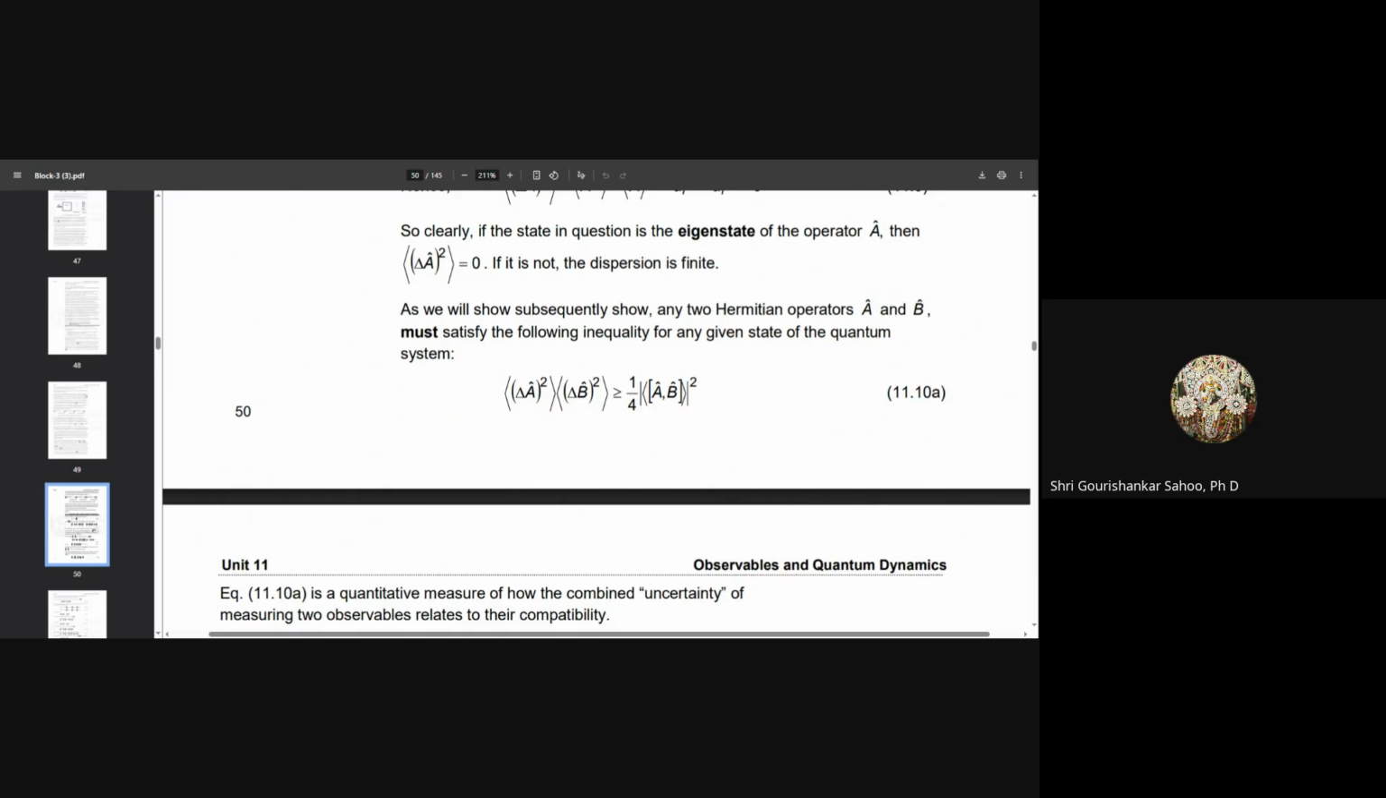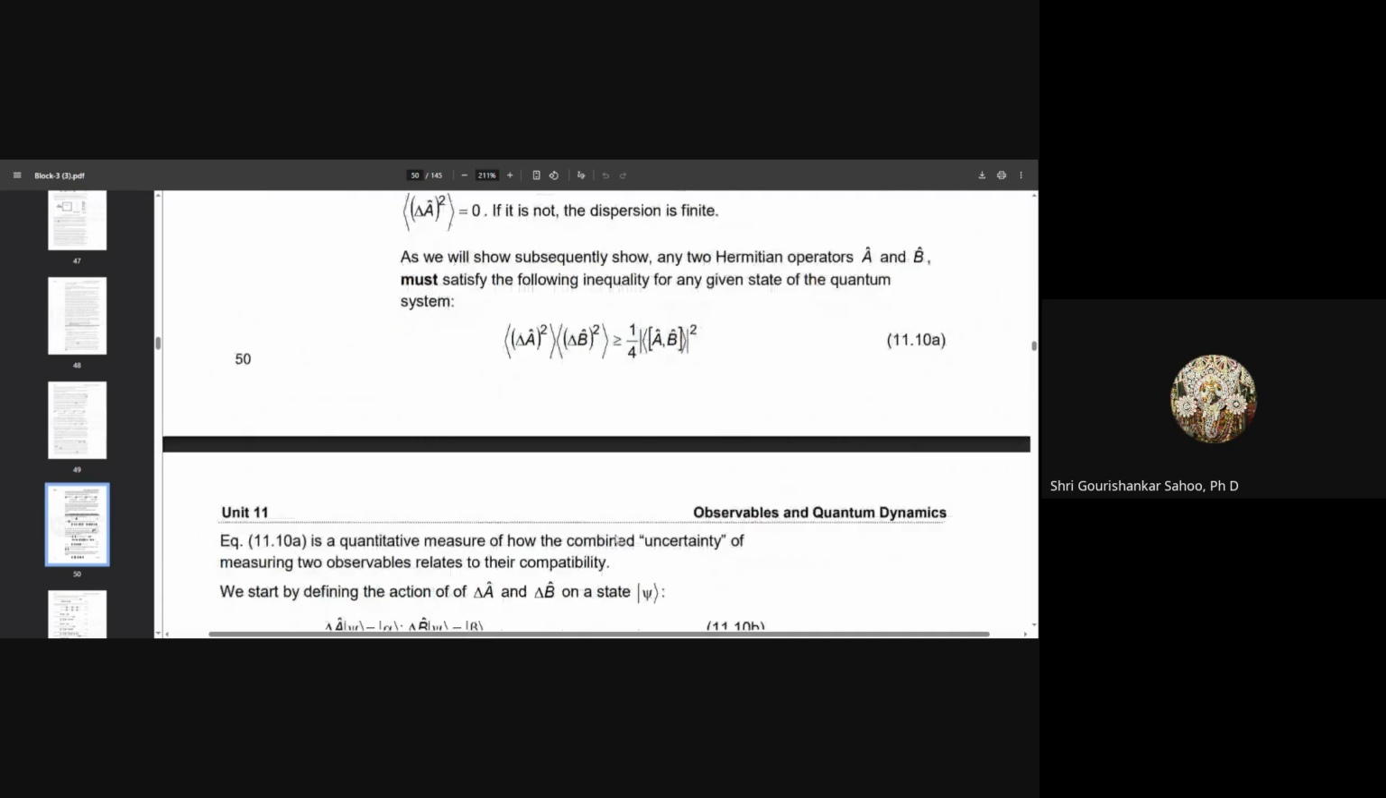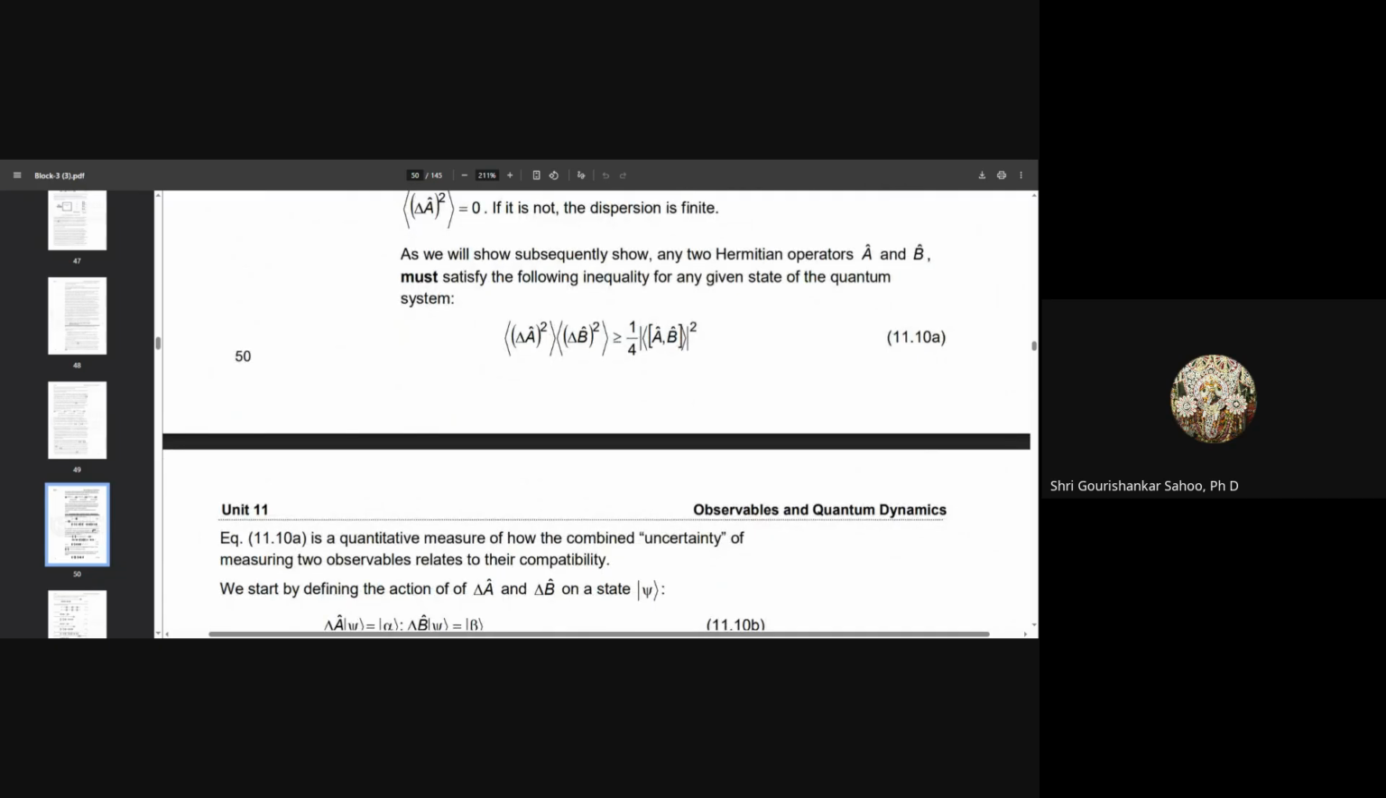As we will show subsequently, any two Hermitian operators A cap and B cap must satisfy the following inequality for any given state of a quantum system. The expectation value of del A cap square multiplied by the expectation value of del B cap square is greater than or equal to 1 by 4 times the square of the expectation value of the commutator bracket of A cap and B cap. So it is a quantitative measure of how the combined uncertainty of measuring two observables relates to their compatibility.